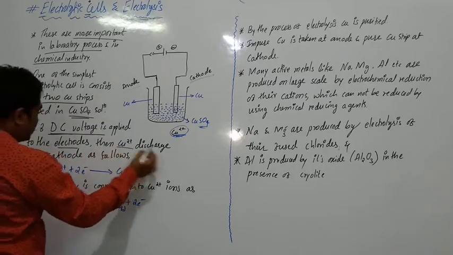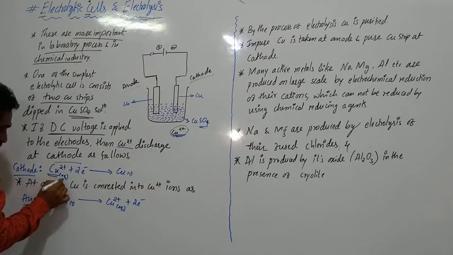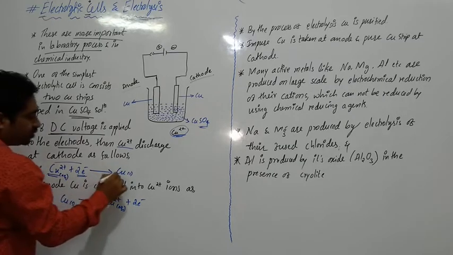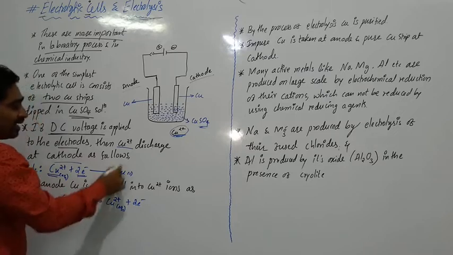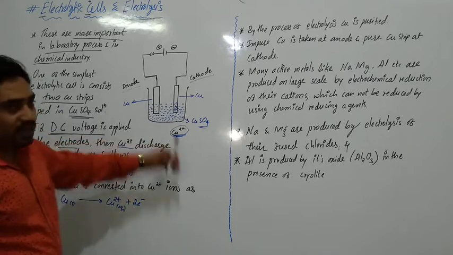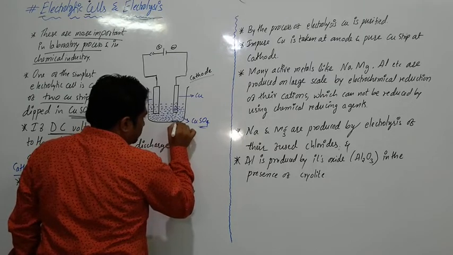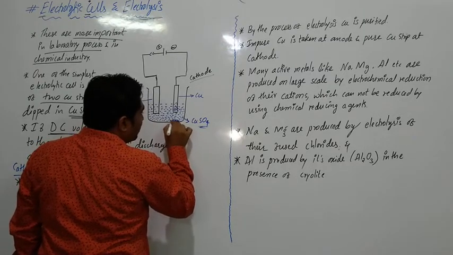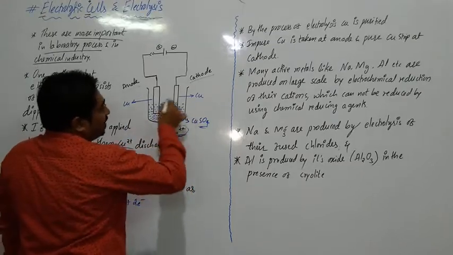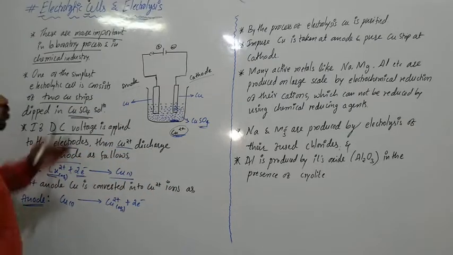The Cu2+ ions discharge at the cathode as follows. The Cu2+ ion from the solution goes to the cathode and receives two electrons from it, and is reduced to copper atoms, which are deposited on the surface of the electrode. In some rare cases, some copper atoms also settle at the bottom. The process at this electrode can be written like this: at cathode, Cu2+ plus 2 electrons gives copper. And what about the anode?